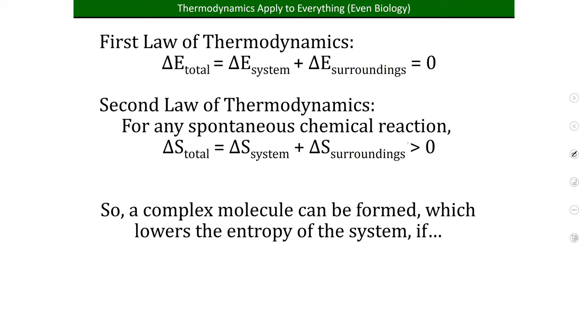What's entropy? Chaos, disorder, number of ways you can arrange things. There's a lot of different ways you can define entropy, but it all comes down to how many ways you can arrange stuff, which is basically a wordier way of saying disorder. So for any spontaneous chemical system or chemical reaction, the system's entropy and the surroundings entropy summed up has to be greater than zero. You have to be increasing entropy of the universe for anything to happen.